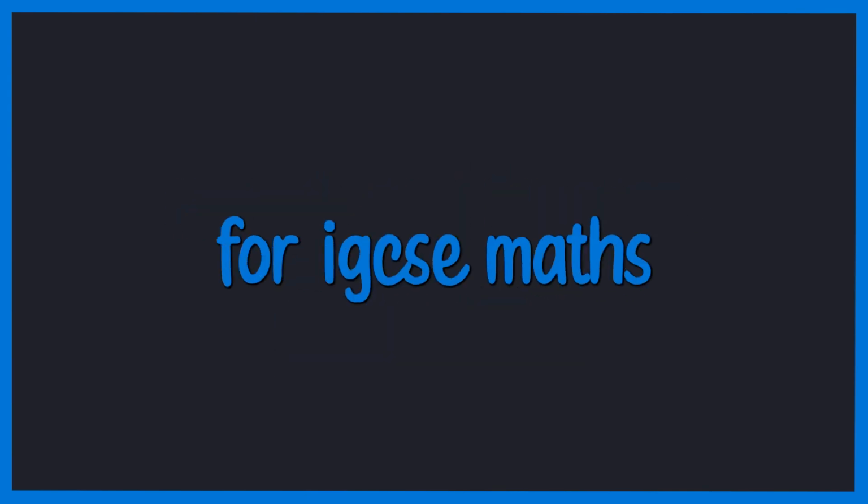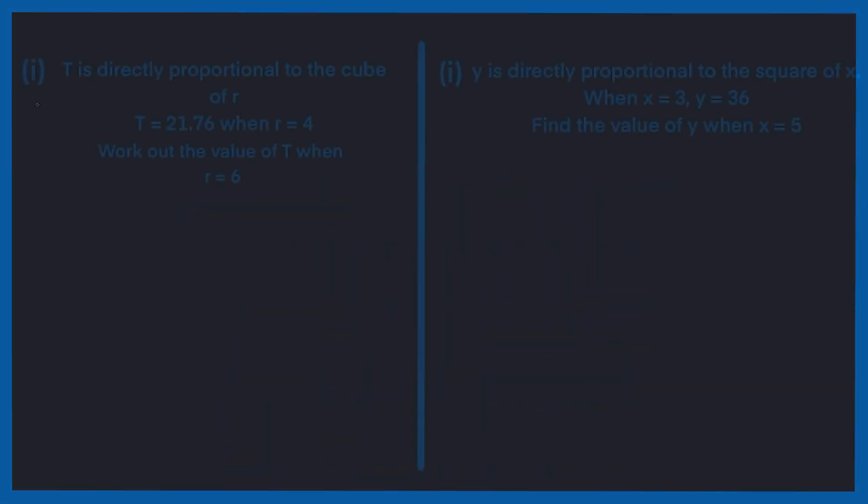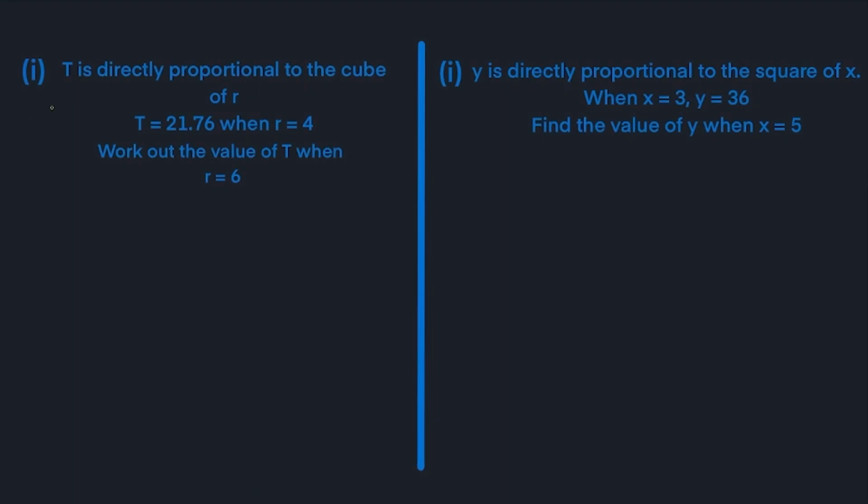This is how you can easily do direct and inverse proportion questions for iGCSE maths. Starting off with some direct proportion questions, whenever you get a question that says directly proportional, like t is directly proportional to the cube of r, you always have to use y is equal to kx, okay? And it doesn't necessarily have to be y and x. In this case, it's t and r cubed because it tells you to the cube of r.